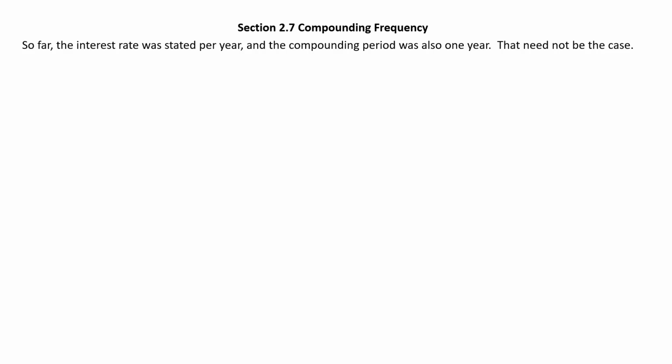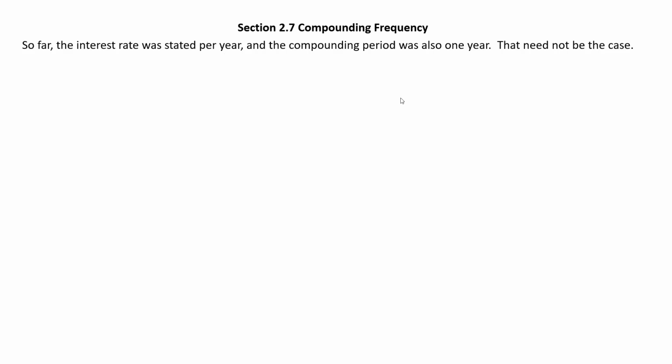Now, so far, the interest rate was stated per year and the compounding period was also 1 year. Would you agree with that? We said John borrowed for 15 years at 10% compounded annually, right? But the truth is, the compounding period need not be the case. So the interest rate is given per year, that's possible, but the compounding period need not be 1 year.